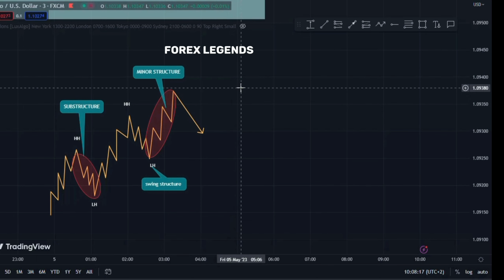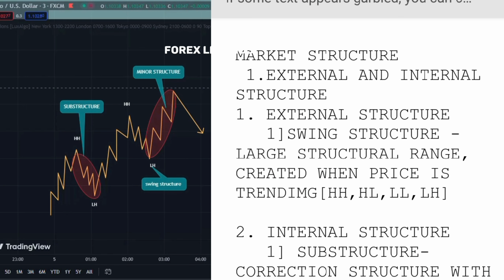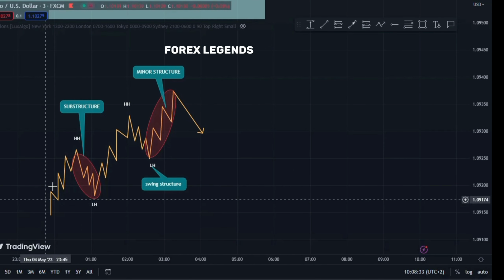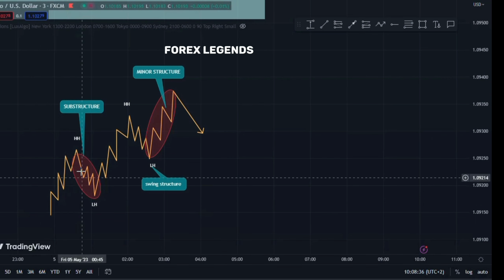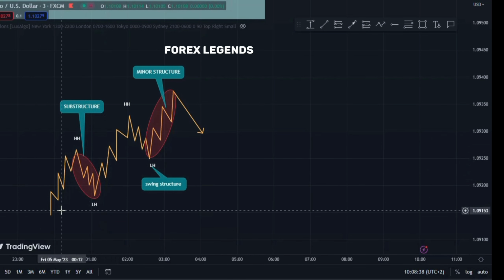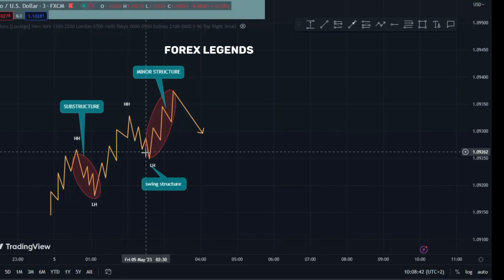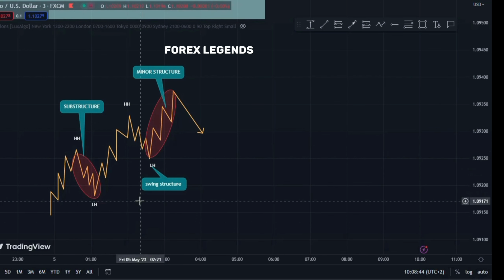Now, let me give you guys the actual meaning of a swing structure. It's a large structure range created when price is trending: higher highs, higher lows, lower highs. Same thing which I explained to you guys. So when you're looking, it is the big range structure, which is this. You can have actual structures inside, but the external structure is this, the big ranges. We call them swing structures, right? Now, those are our external structure.